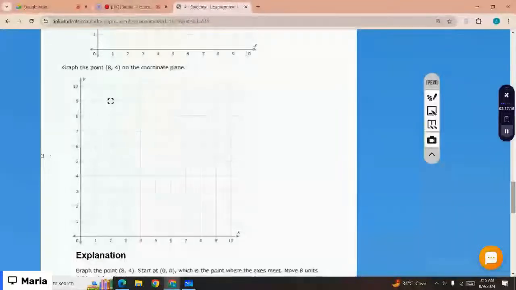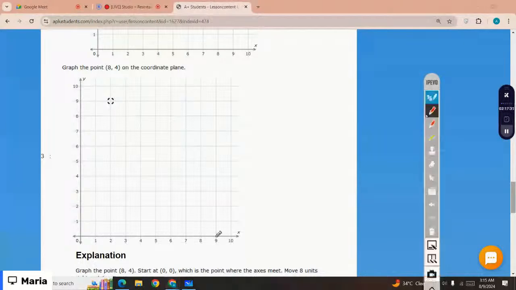Okay, graph the point on the plane. So you have to plot the point 8, 4. So x is 8 and y is 4. Here is x 8 and here is y 4, right? So just make a point on the intersection of the coordinates.